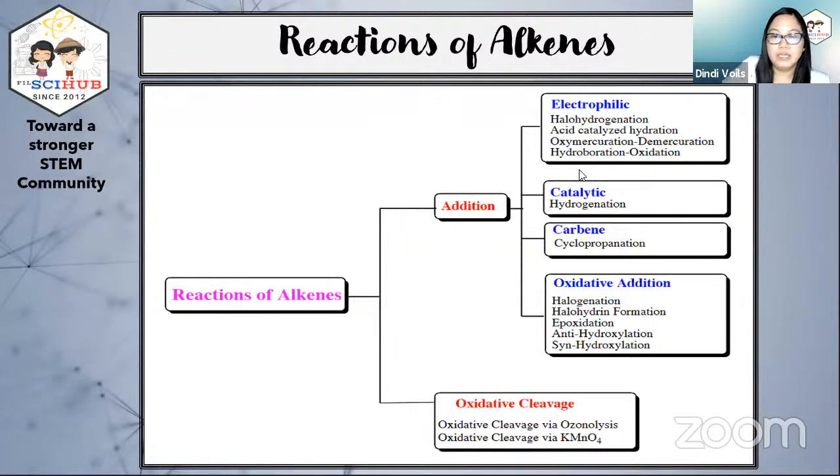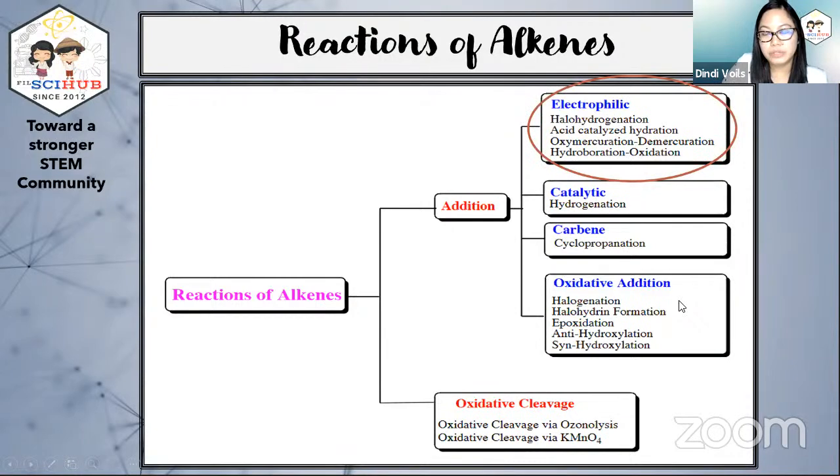All right. So as you can see, here is an overview of the reactions of alkenes, and this is not an exhaustive list. There are more reactions to be discovered. These are just the basic ones. So like what I mentioned, Dr. Jeff Bunquin will talk about some of the details of reaction mechanisms, and I will mainly be enumerating the reactions. So here I have two major sections. You have our types: addition and oxidative cleavage. For the addition reactions, you have electrophilic, catalytic, carbene, and then oxidative addition.